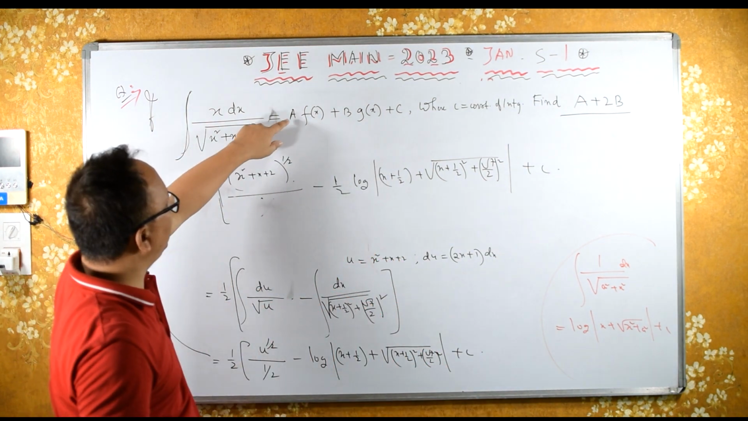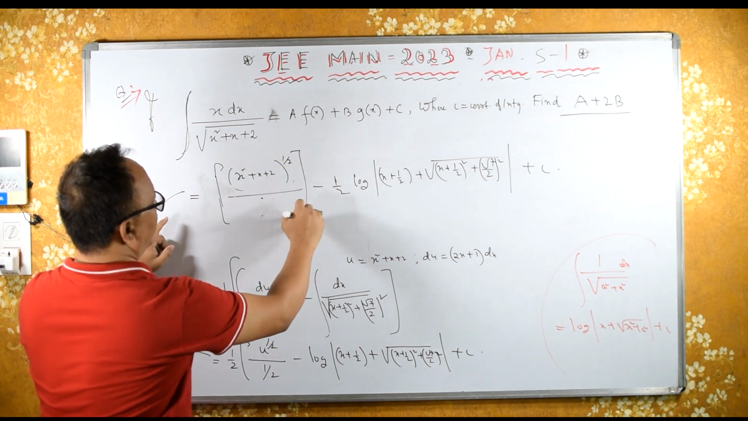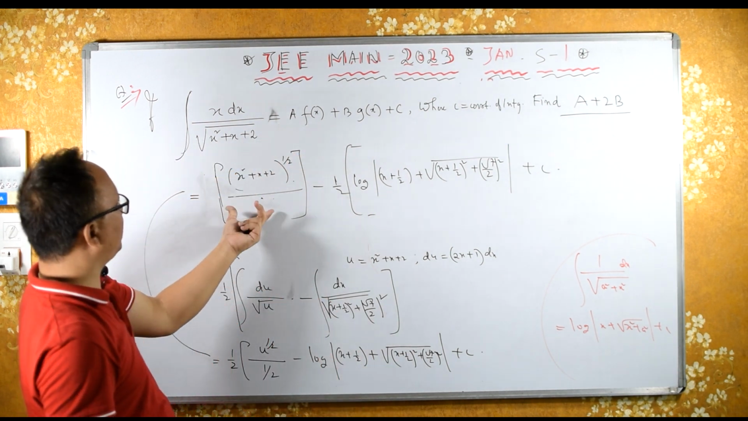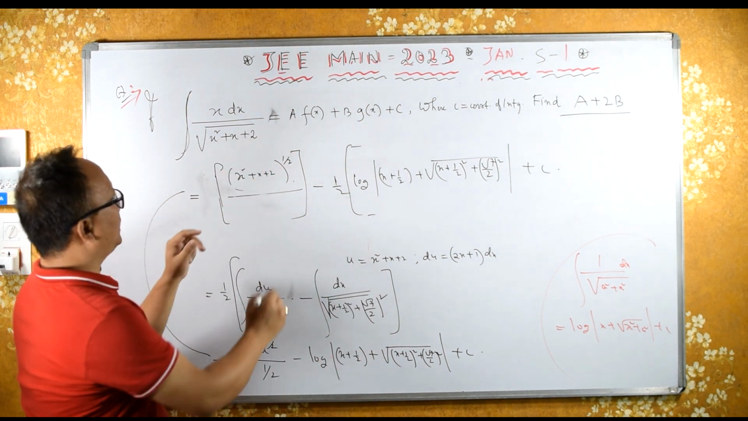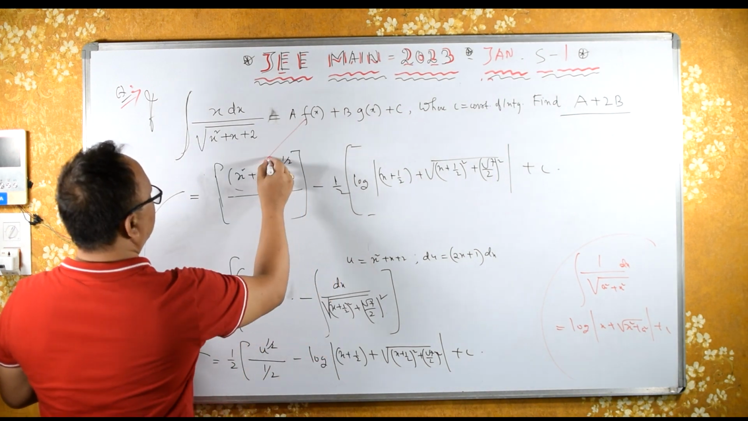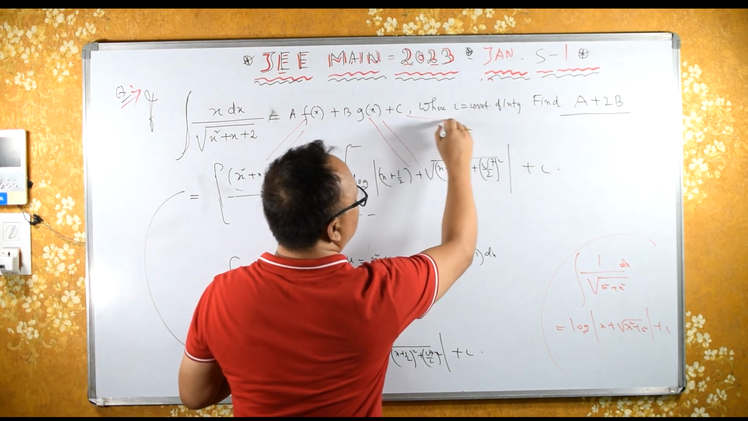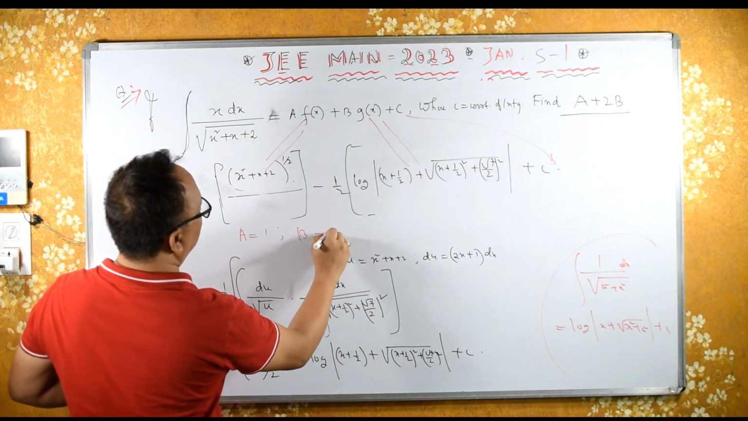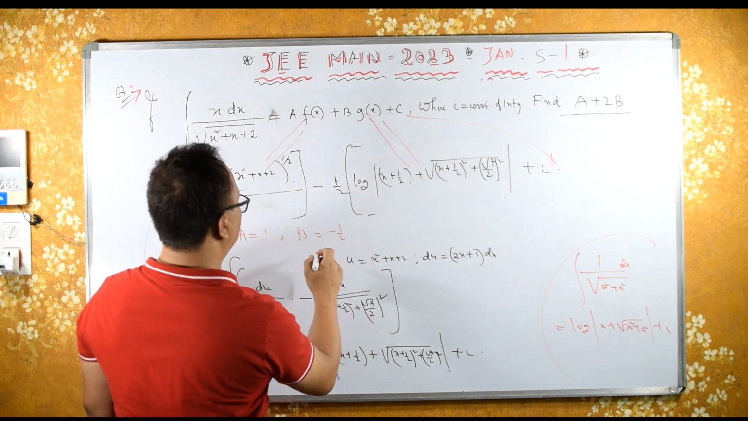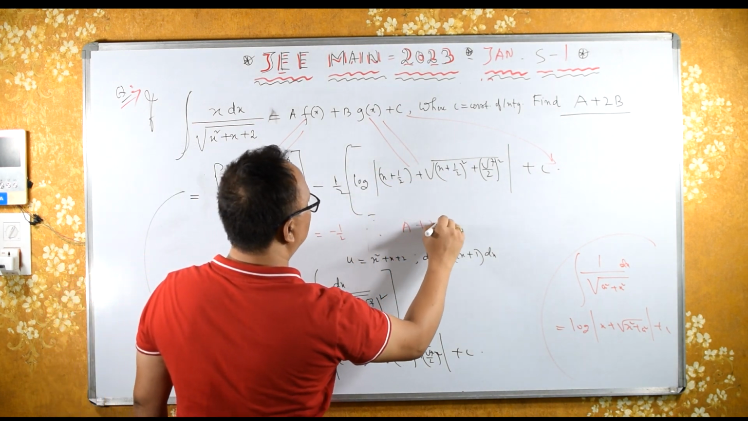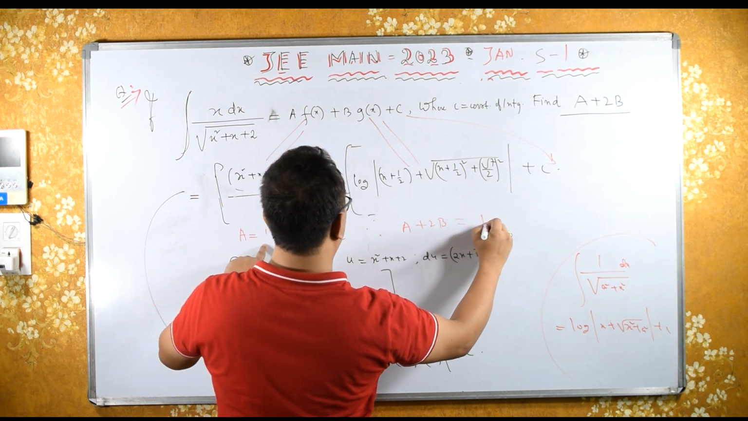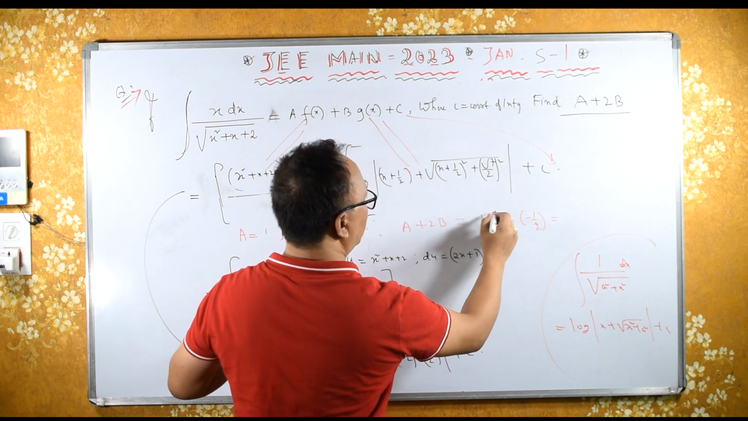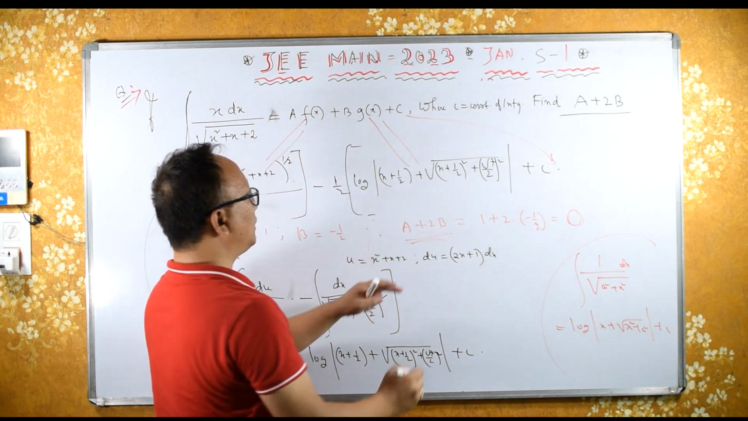Now compare with this equation. Here this is f(x), this is also g(x), and the constant is here. Therefore a equals to 1, b equals to minus half, and c is as it is. Therefore a plus 2b equals to 1 plus 2 into minus half. The 2 gets cancelled. A plus 2b equals to 0.